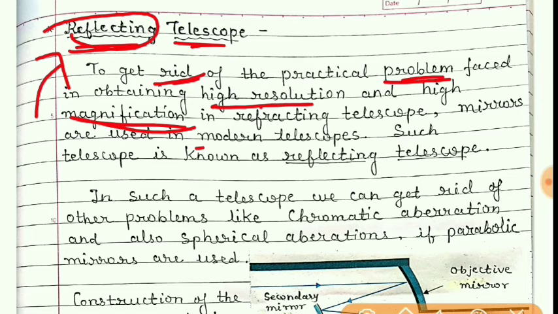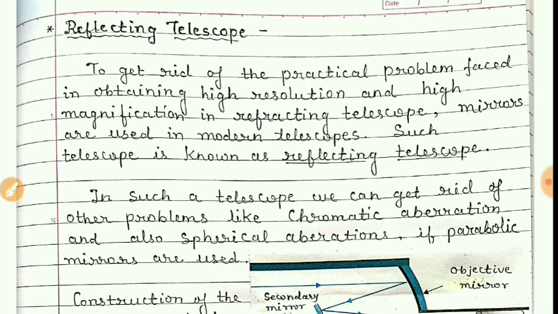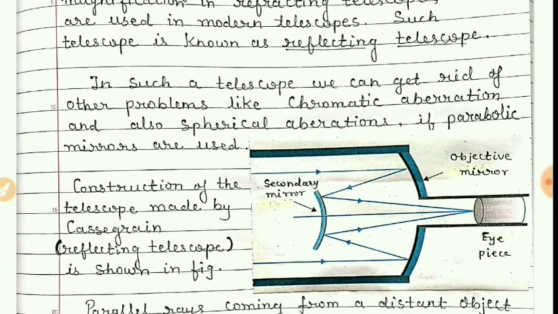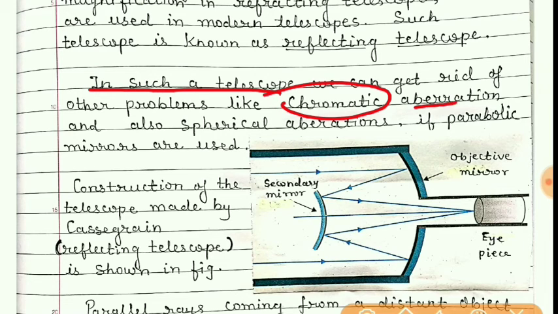So, the modern telescopes which are used are generally reflecting telescopes, to get rid of some problems faced in refracting telescopes. In such telescopes, that is in reflecting telescopes, even the chromatic aberrations as well as spherical aberrations can be removed.